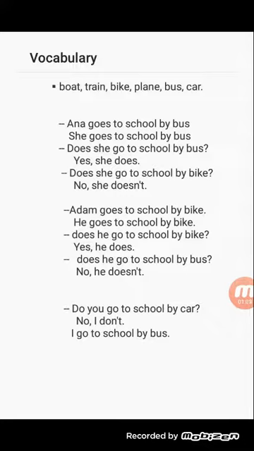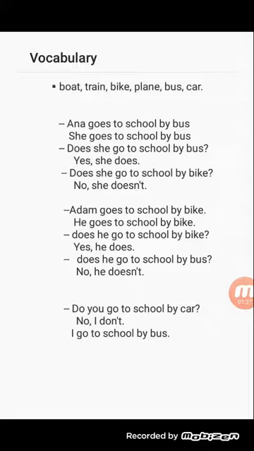Adam. Adam goes to school by bike. Adam is a male, masculine, a boy. We say he goes to school by bike. Does he go to school by bike? Yes, he does. Short answer. Yes, he does, not she.